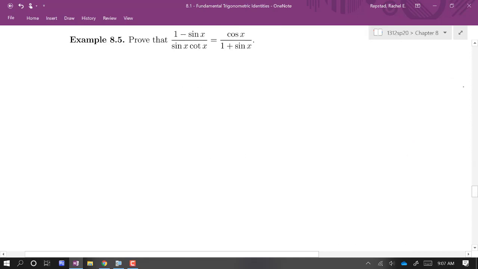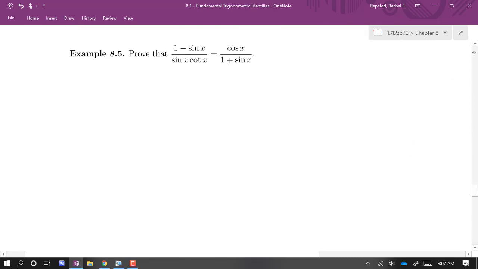All right, let's try another one. We're going to prove that 1 minus sine x divided by sine x cotan x is equal to cosine x divided by 1 plus sine x. All right. I don't know if one side is necessarily easier than the other. I'm just going to go ahead and pick the left side to start with.